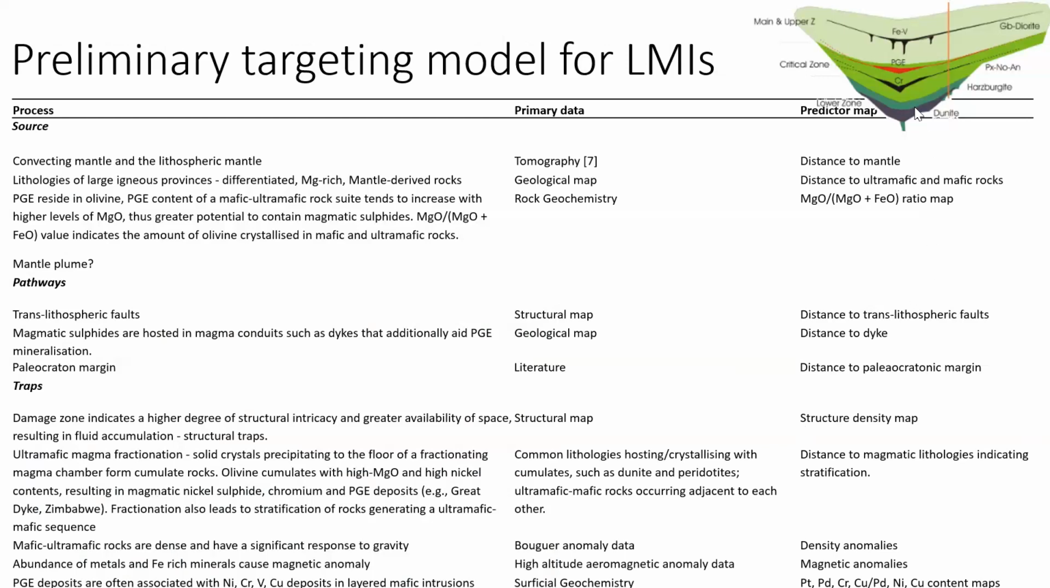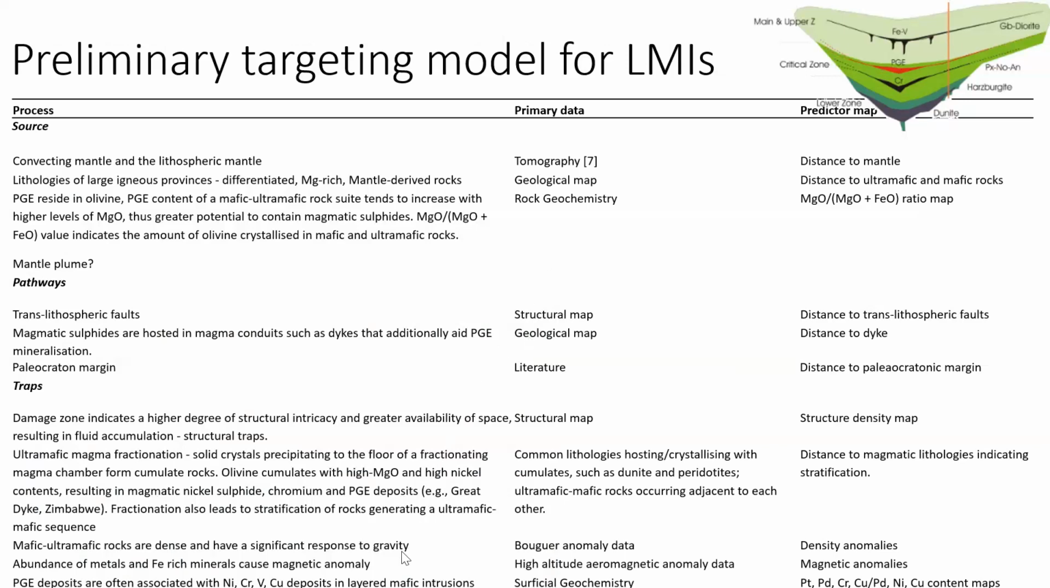In this simplified cartoon, we also see that there's clear stratification ranging from ultramafic to mafic. Generally, the PGE mineralization is between the mafic and ultramafic contacts. So we have also tried to generate a layer which tries to map this stratification, so neighboring ultramafic to mafic lithologies.